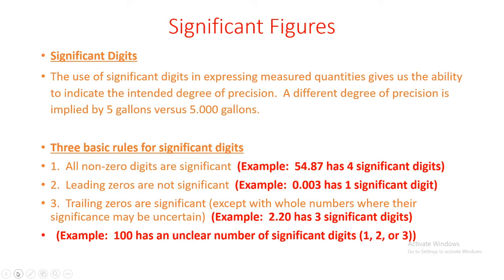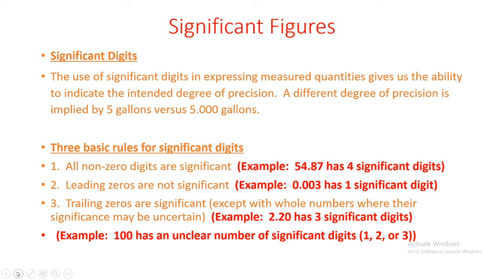Now we need to talk about significant figures. Perhaps you've had a chemistry class or a physics class where you need to learn about significant figures. The use of significant digits in expressing measured quantities gives us the ability to indicate the intended degree of precision. A different degree of precision is implied by saying 5 gallons of water versus 5.000 gallons of water. There's a difference.